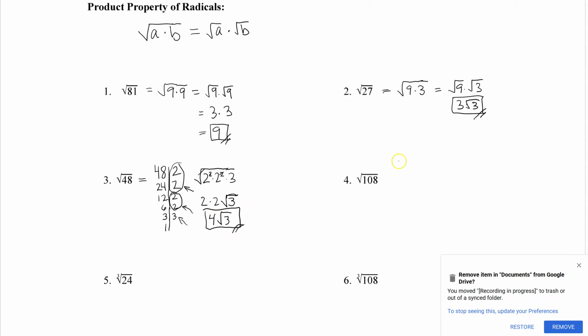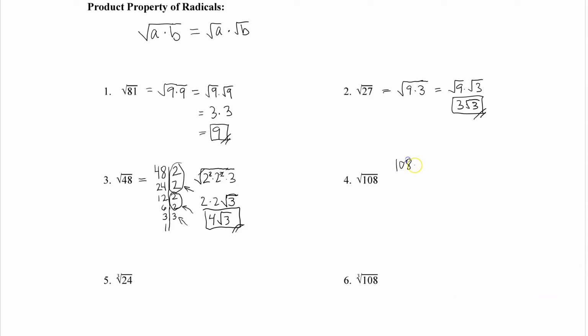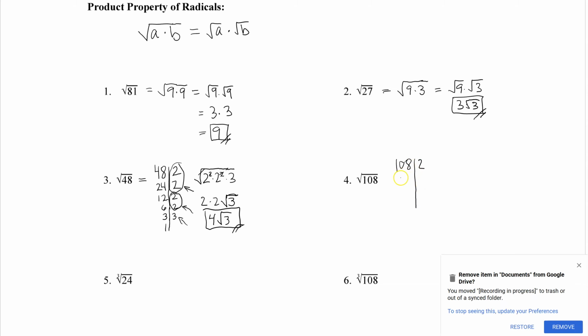All right, 108. So we take 108. 2 goes into 108 54 times, and 2 goes into 54 27 times. Now 2 won't go into 27 because it's no longer even, but 3 will go in there, and it goes in there 9 times. Then 3 goes into 9 3 times, and 3 goes into 3 1 time. When you get to 1, you're done.